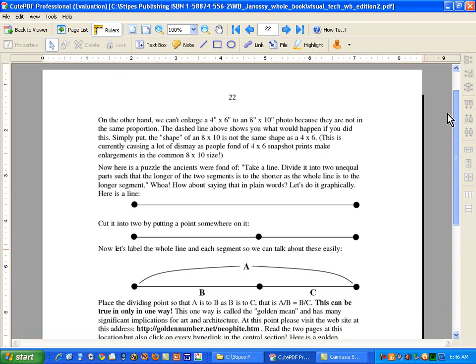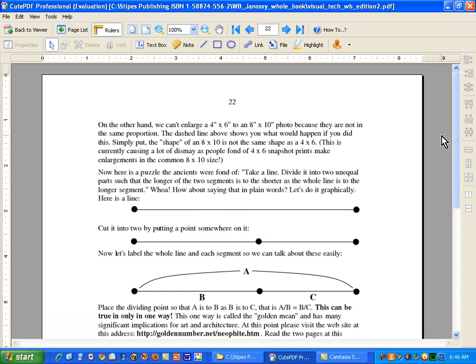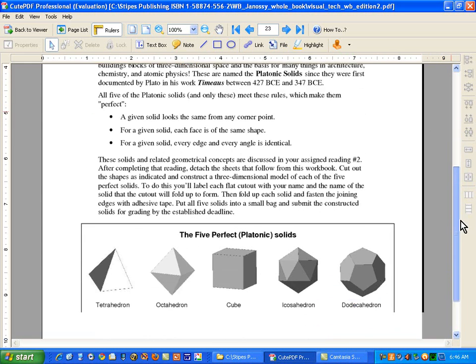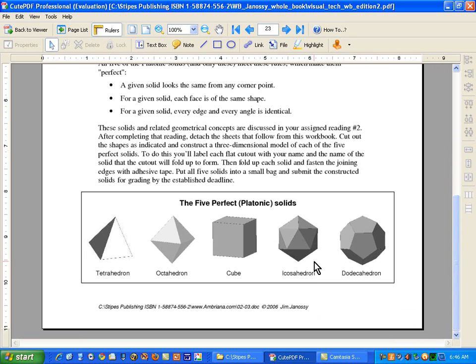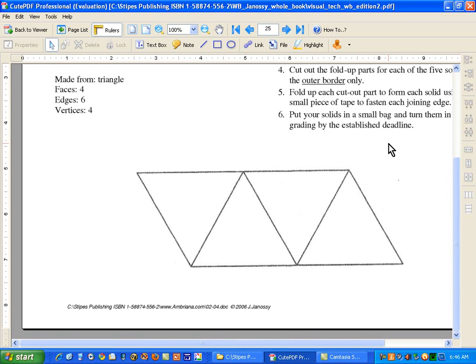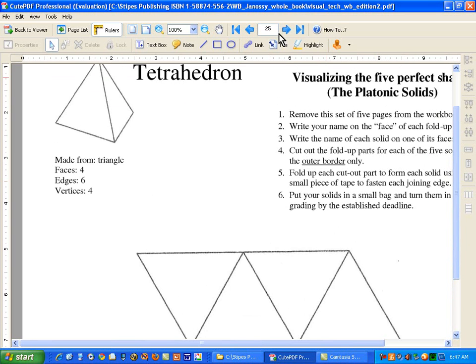So at this point, you have an assignment that will be listed under Part D of Unit 1, and there'll be a bit of a choice there. It may be the work that's outlined here in Chapter 2 in the workbook. This assignment on the perfect solids is kind of fun. Here are the perfect solids, and what you wind up doing with them is actually making them up.